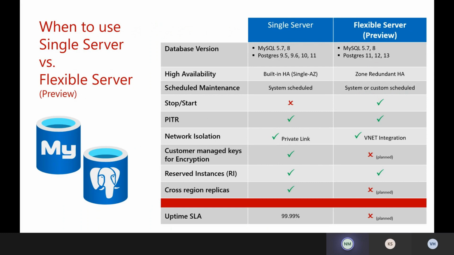PostgreSQL single server today supports from 9.5 to 11, but anything beyond 11 will only come up in flexible server. High availability, there is built-in HA in both, but then there is zone redundant high availability, which is only available in flexible server, right? Start and stop feature, and other things that are planned, like customer managed key for encryption.